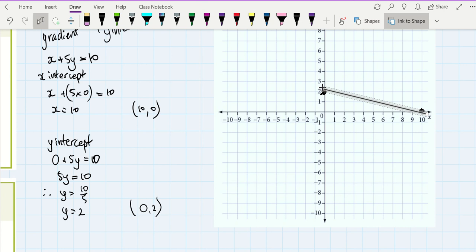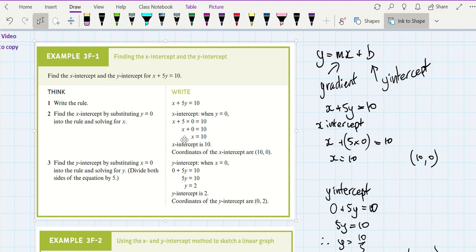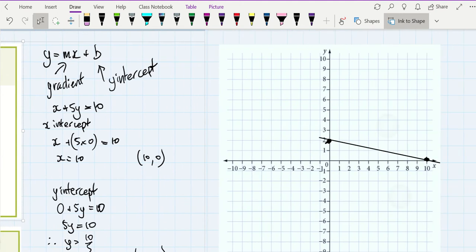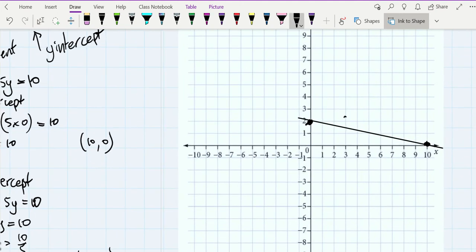There we go. And then we just write our function on the line. In this case we said x plus 5y equals 10.